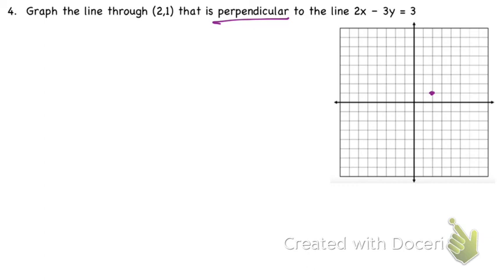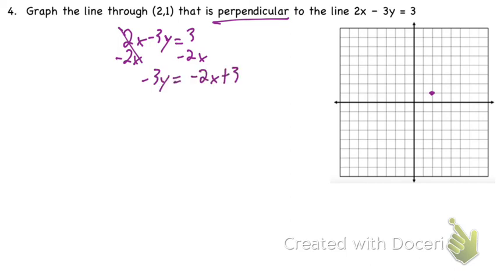Yeah, I agree. So do I know the slope of this line right now? No, I don't. So what do I need to do to find the slope of this line? Get y by itself. So how do I get y by myself? Subtract 2x from both sides. Let's get that away from the y. So negative 3y equals negative 2x plus 3.